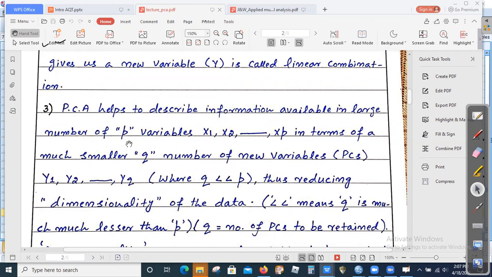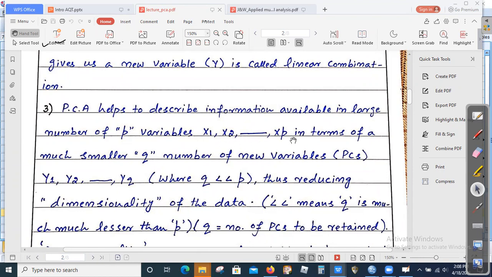For example, this p can be as large as 100 variables or 500 variables or whatever, in terms of a much smaller q number of new variables, right? The PCA would help us to obtain a smaller number of new variables, y1, y2 up to yq, where q is less than p, which means q is much smaller than p.